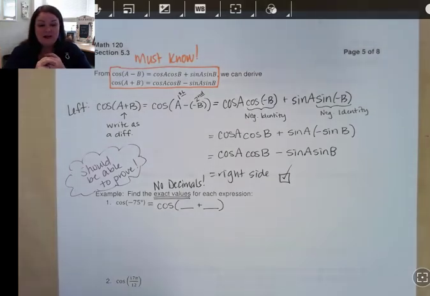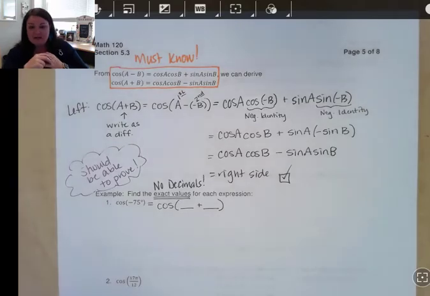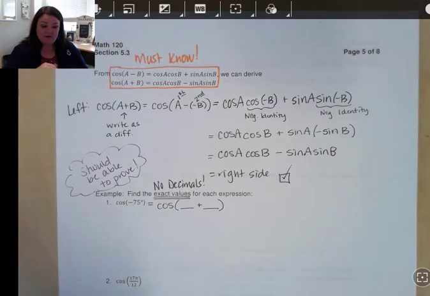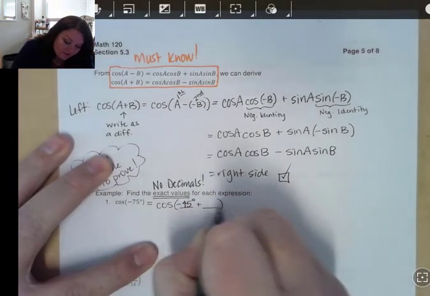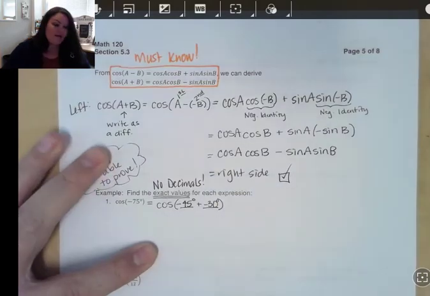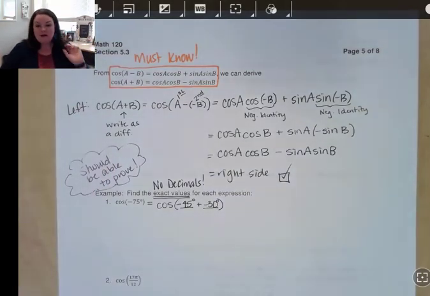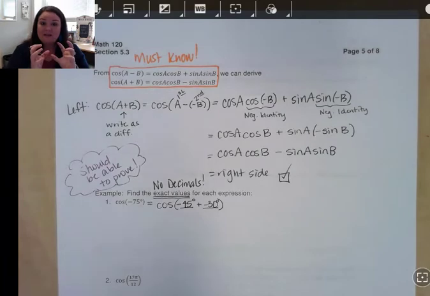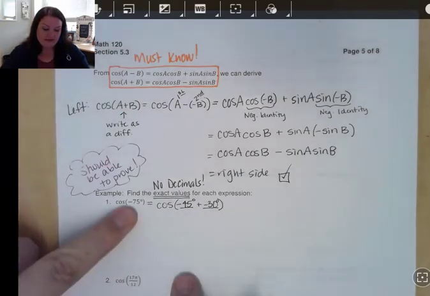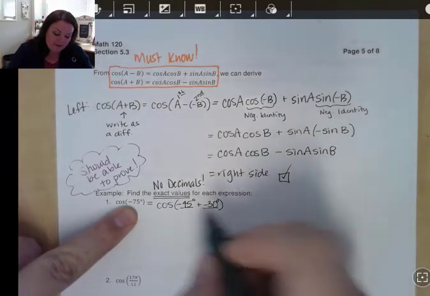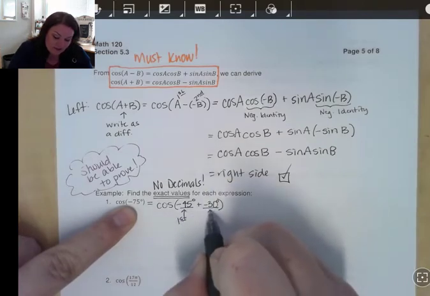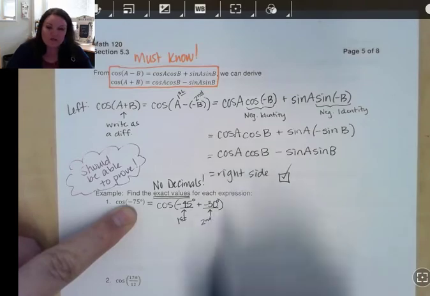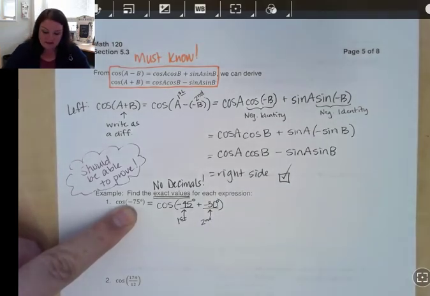So the only two that I can think of off the top of my head would be 45 and 30. But we need a negative 75, so that means I'm going to use a negative 45 degrees and a negative 30 degrees. Okay, does that make sense? Because then when we add those together, it gives us a negative 75. So that means that negative 45 is my first angle and negative 30 degrees is my second angle.